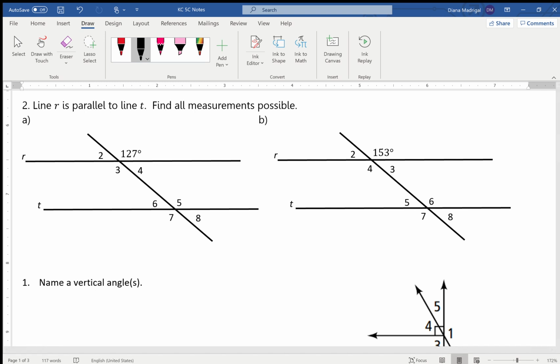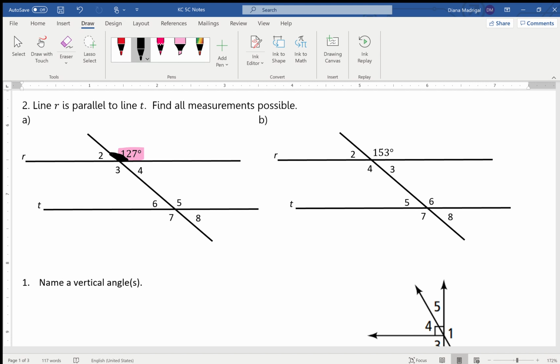All right, so now that we talked about the vocabulary, let's talk a little bit about the examples, okay? Remember I told you if they give you at least one angle, you can figure out the rest of them. So let's try number 2A. The only angle they gave you was 127. This angle right here is 127, this little angle.